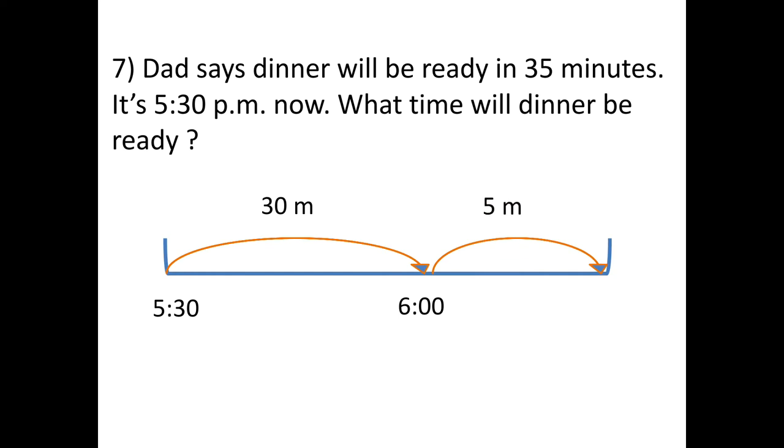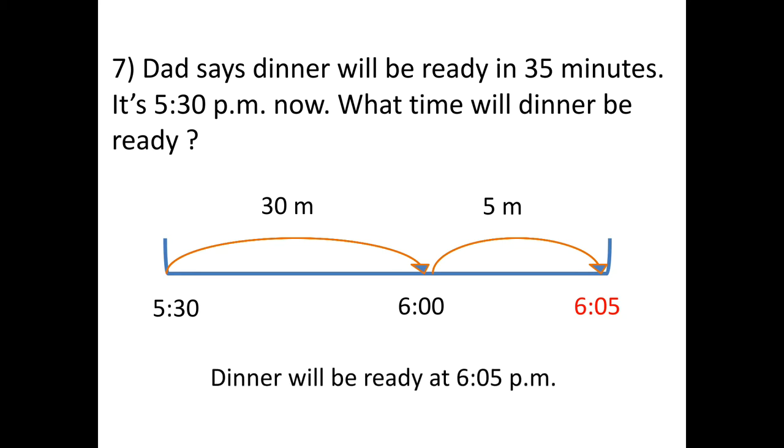I don't know yet what to write under the arrow. Now let's think. From 6, I'm going to add 5 minutes. So I will go to 6:05. Take care here, don't write 6 and the 2 points and then 5. You have to put a 0 first because this place is for the minutes and the maximum number of minutes is 60. So we have 2 places for the minutes, and if I put only 5, it is as if I put it in the units place. So dinner will be ready at 6:05.